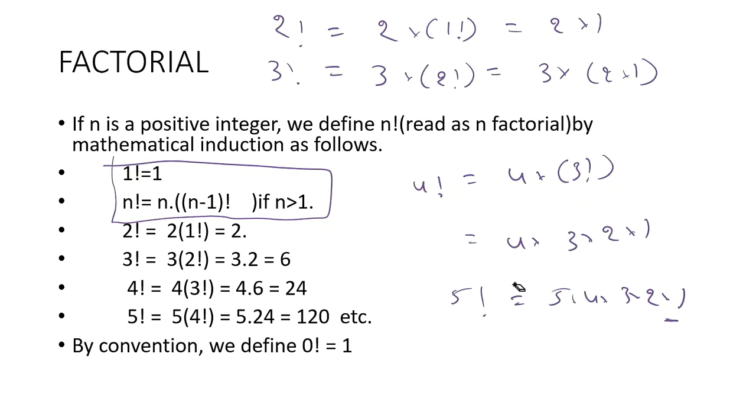So this factorial is defined in this way. For the sake of convenience, we define 0 factorial is equal to 1. There is no special reason. 0 factorial is defined as 1 for the sake of convenience, so that we can use all these notations in the formulas without any exceptions.